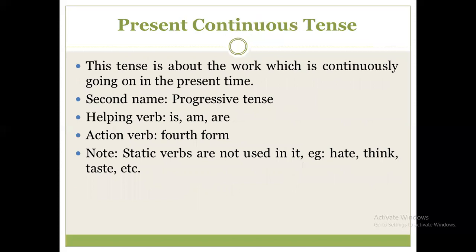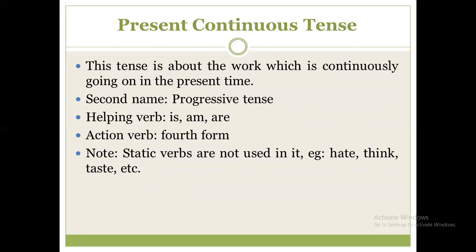Let's move toward the second aspect of present time, which is continuous tense. This tense is about the work which is continuously going on in the present time. So the action which is continuously going on in this time, today, that tense is present continuous tense. The second name of present continuous tense is progressive tense. Why do we call it progressive? Because here the action is still in progress, that isn't done.